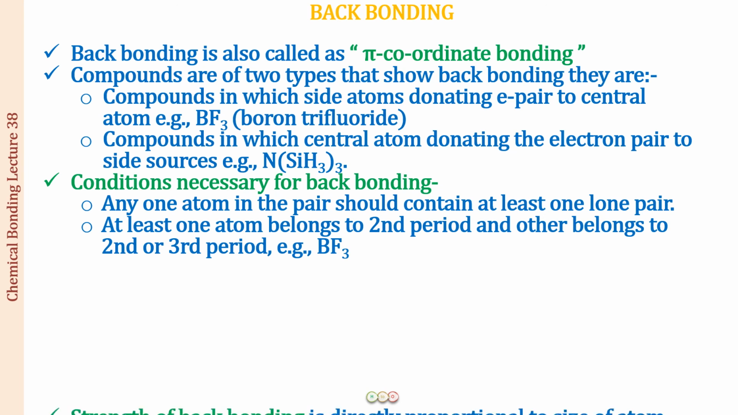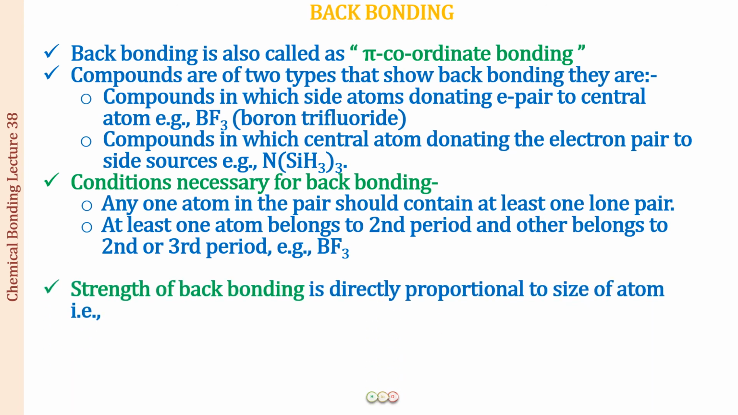The next thing is the strength of the back bonding. So the strength of the back bonding is going to be directly proportional to the size of the atom. I have already told you this also, that an effective overlap is going to take place when the orbitals are going to be of a similar orientation, similar size, and similar sizes of the atoms. Okay, so for that you can understand.